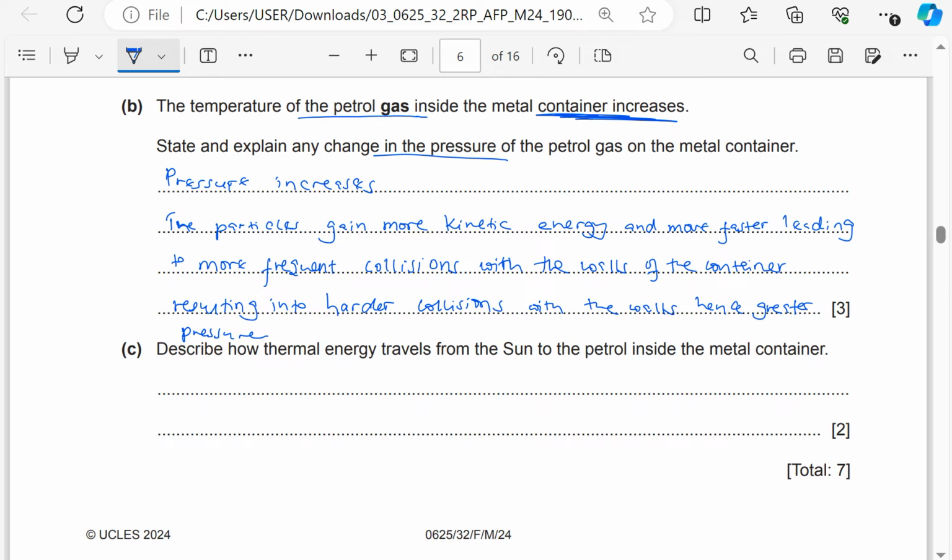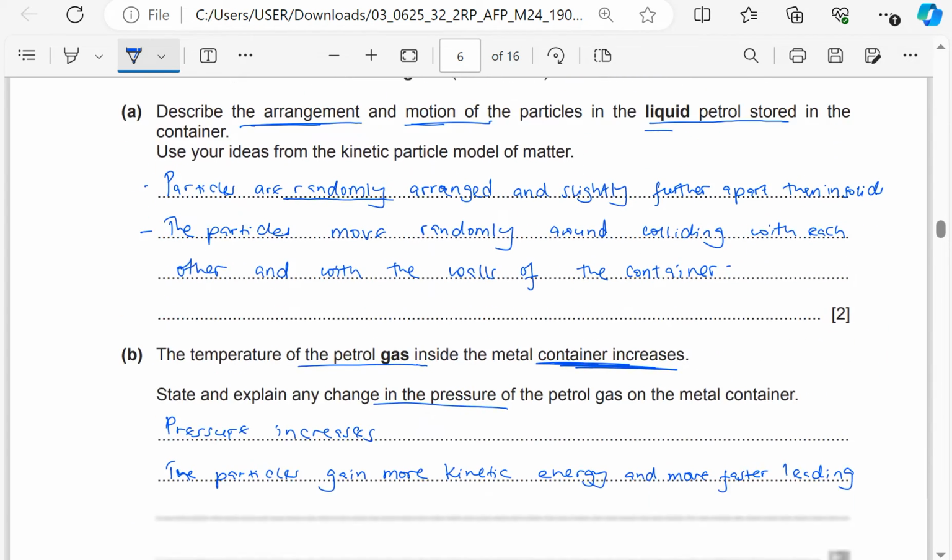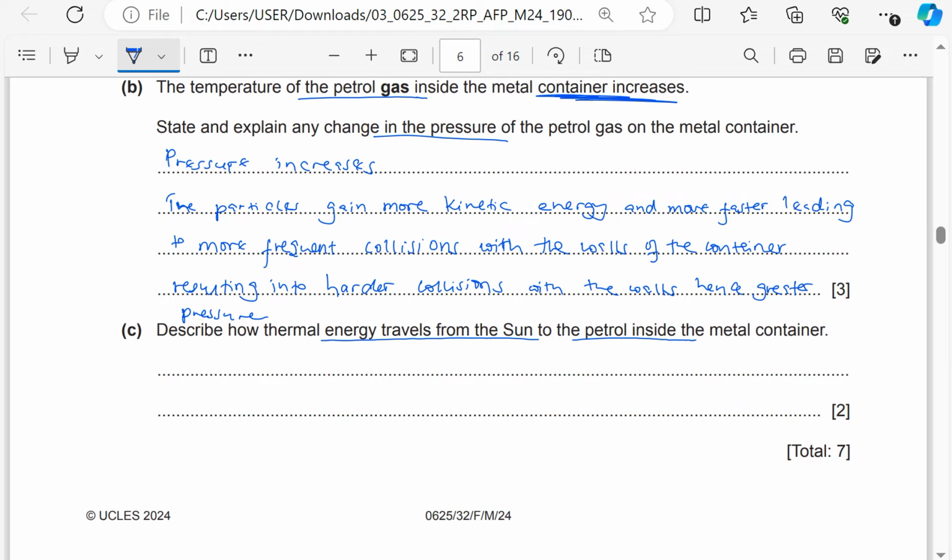Then describe how thermal energy travels from the sun to the petrol inside the metal container. So it is coming from the sun, it goes through the metal container, then it goes through the liquid. Between the sun and the container, we have infrared radiation. Then in the metal container, we have conduction. And of course, through the liquid, we could have convection, but I don't think it is necessary. They didn't mention the liquid. It is from the sun to the petrol inside the metal container.